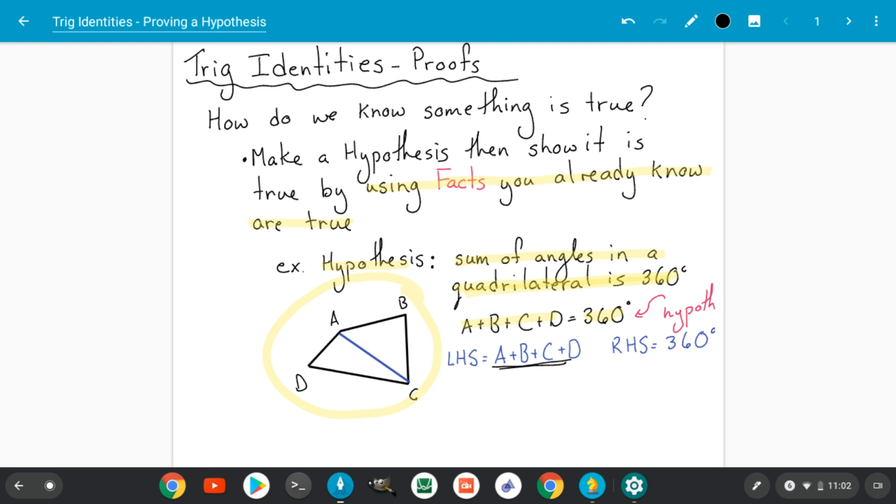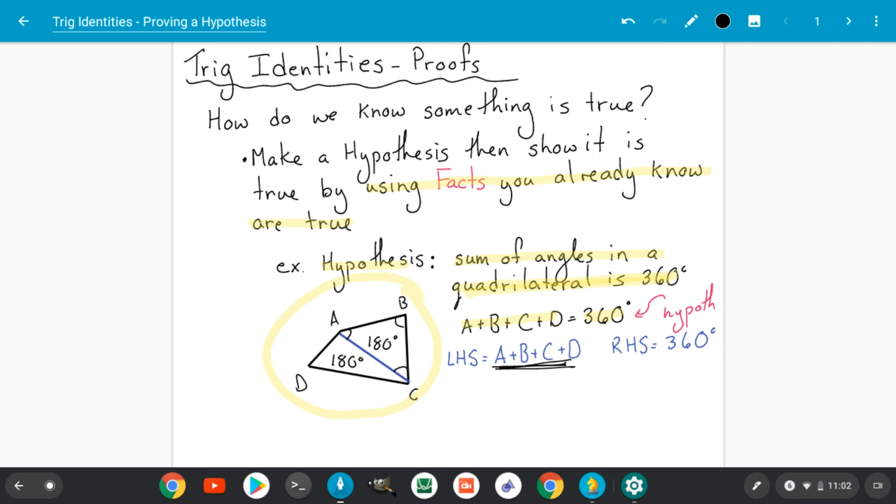So when I look at A plus B plus C plus D here, I can go back over to this quadrilateral and I can realize that I can split it along that blue line. And by splitting it along the blue line, I'm able to use some facts that I already know. So the specific fact we're going to use is the fact that the sum of the interior angles in a triangle is equal to 180 degrees. And you can see we'll get the same thing on this side.